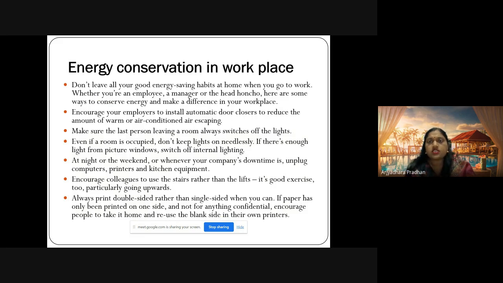Now, energy conservation in the workplace. There are different energy conservation methods in the workplace, like we should not leave the room with the fans and lights on, and at nights or weekends, or during your company's downtime, unplug the computers, and encourage colleagues to use stairs. So these are some of the energy conservation methods in the workplace.